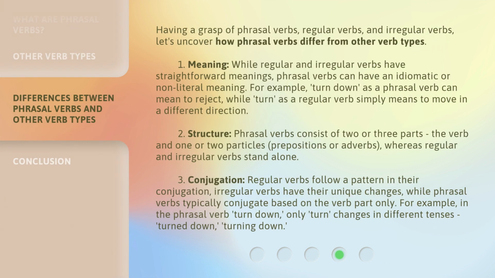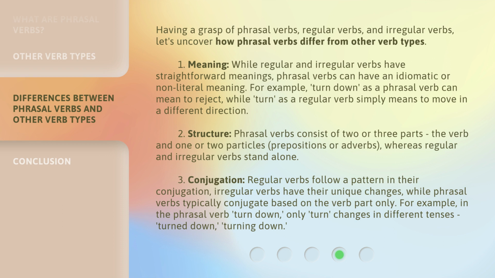Having a grasp of phrasal verbs, regular verbs, and irregular verbs, let's uncover how phrasal verbs differ from other verb types. 1. Meaning. While regular and irregular verbs have straightforward meanings, phrasal verbs can have an idiomatic or non-literal meaning. For example, turn down as a phrasal verb can mean to reject, while turn as a regular verb simply means to move in a different direction.